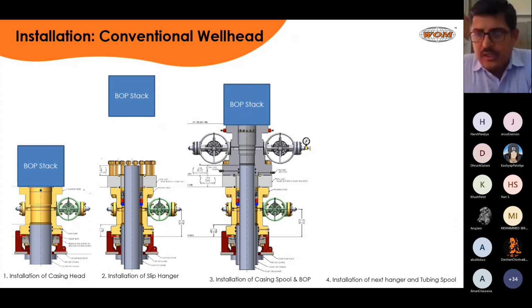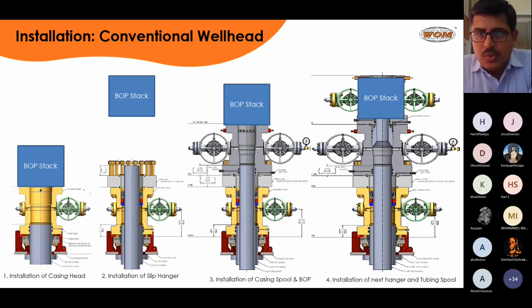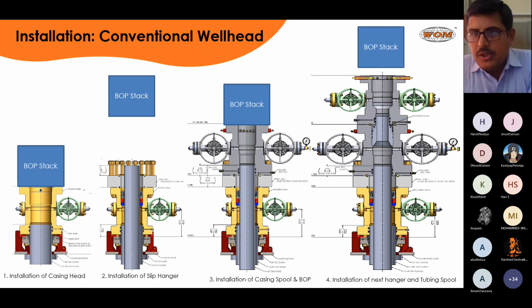Installation of the next hanger and next spool. So once the next section of the drilling is completed, again the process is repeated. The BOP is lifted up and they will install the next hanger or the next casing spool with the gaskets and all that stuff. So again the process is getting repeated with the BOP in a hanging condition.